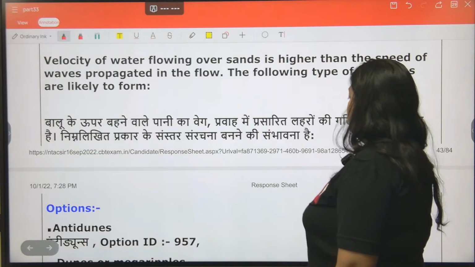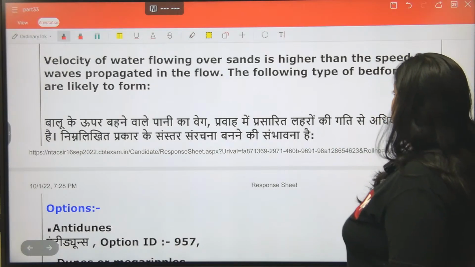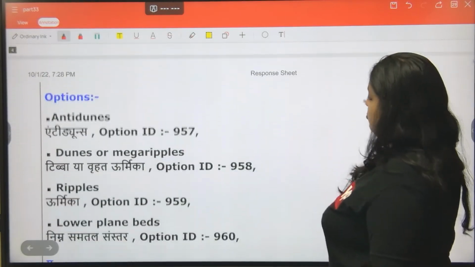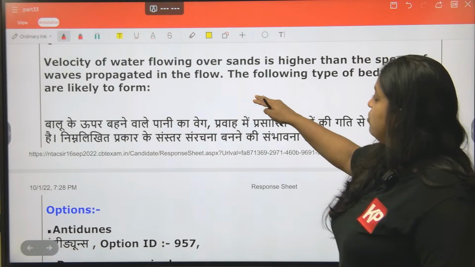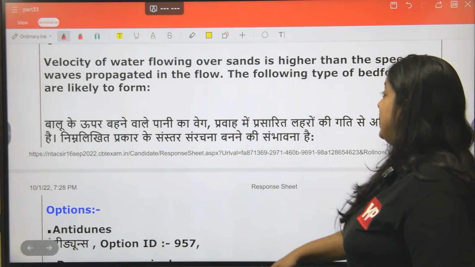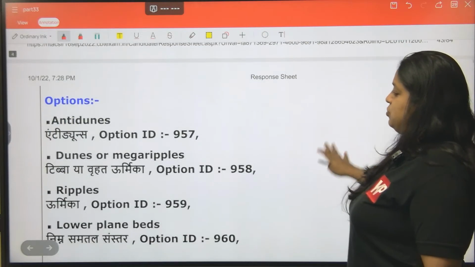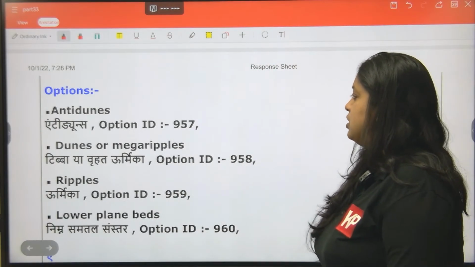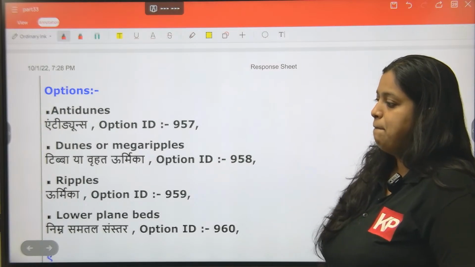Velocity of water flowing over sands is higher than the speed of the waves propagated in the flow. The following types of bed forms are likely to form. So among these four options, which particular bed form will develop if the velocity of water flowing over sand is higher than the speed of waves propagated? In this particular situation, which bed form will be developed? Antidunes, dunes, or mega ripples, and lower plain bed.